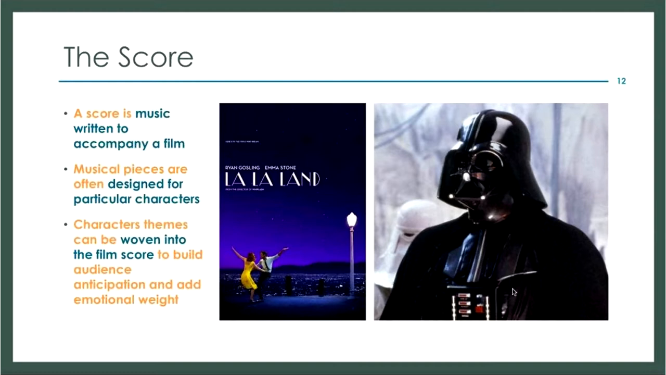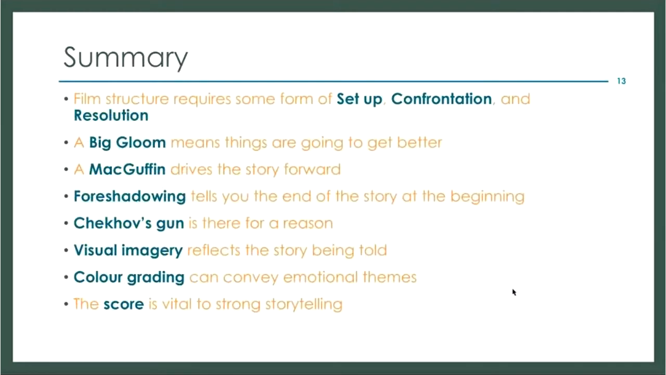In summary, what we have is that a film structure requires some form of setup, confrontation, and resolution. A big gloom means that things are going to get better soon. A MacGuffin drives the story forward. Foreshadowing tells you what's going to happen. Chekhov's gun is there for a reason and will always go off. Visual imagery reflects the story being told. Color grading can be used to convey emotional themes. And the score, the sound, is vital to strong storytelling.